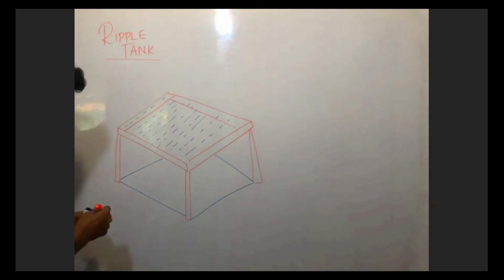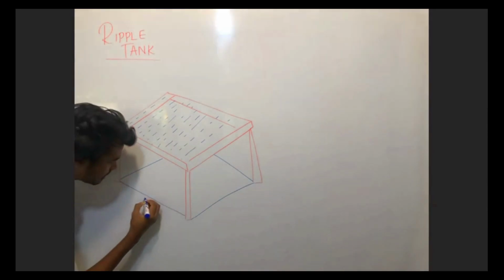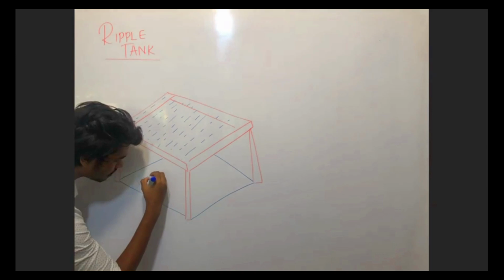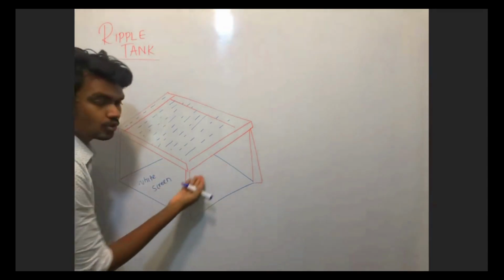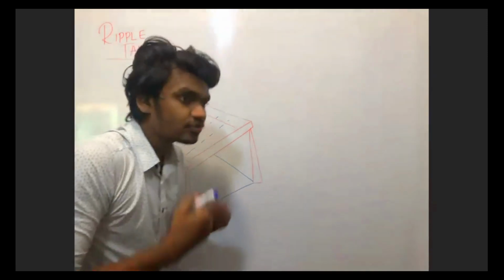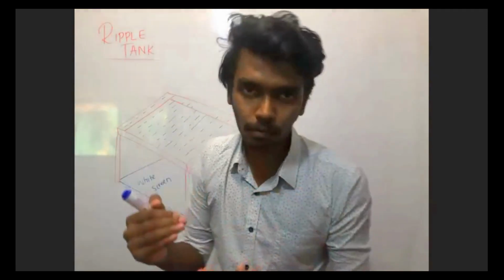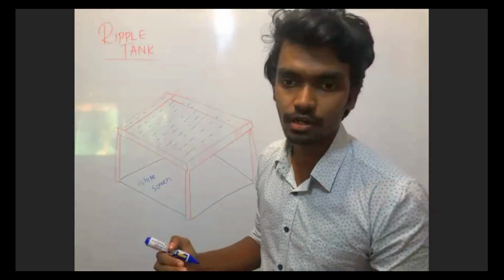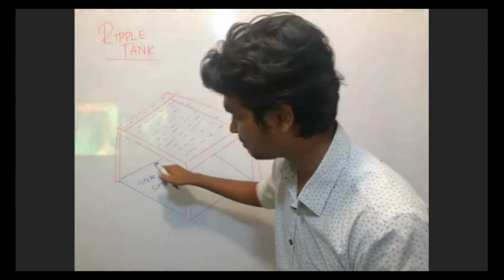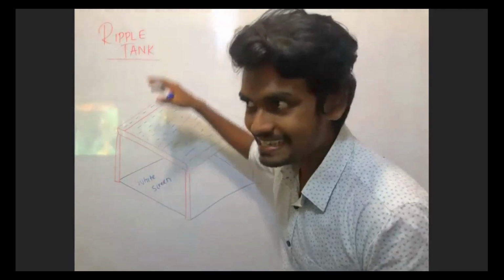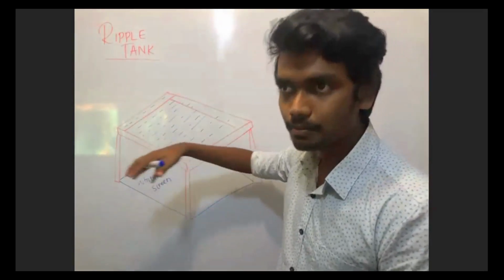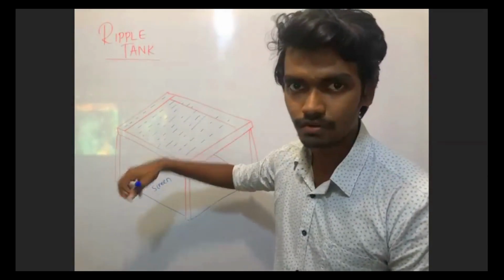This is a white screen. On this screen only, you can observe the demonstration of whatever property of waves you are going to demonstrate. On this white screen only, you're going to see the properties.